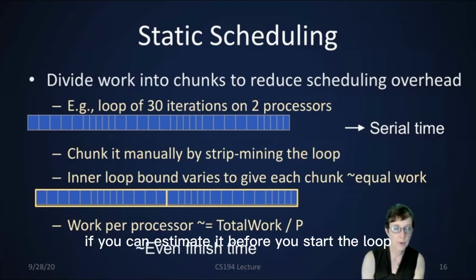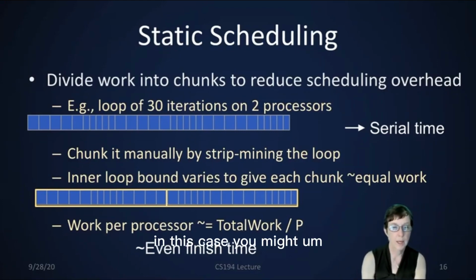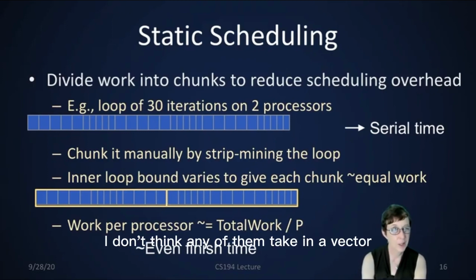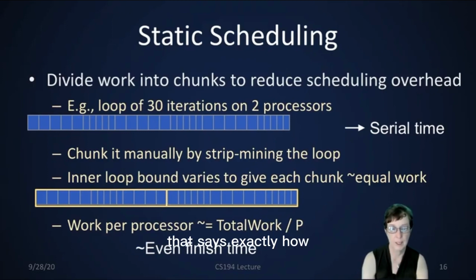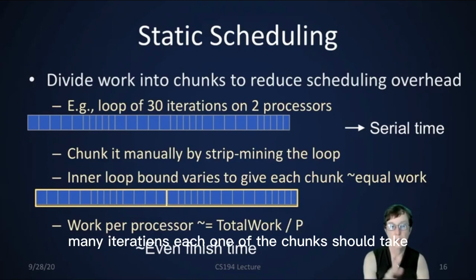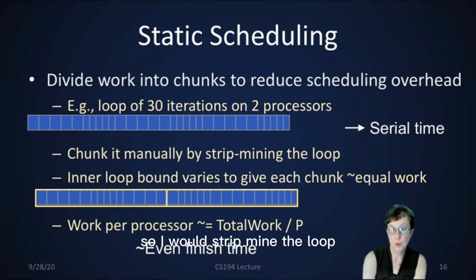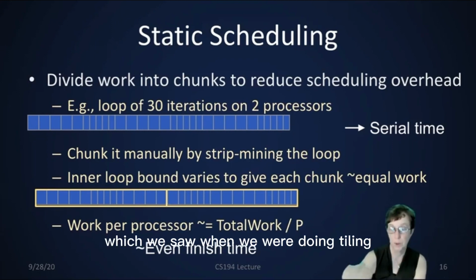But if you can estimate it before you start the loop, then that can be a good thing to do. In this case, depending on exactly which version of OpenMP you're using, I don't think any of them take in a vector that says exactly how many iterations each one of the chunks should take, but that's what you would want to do. So I would strip mine the loop, which we saw when we were doing tiling.